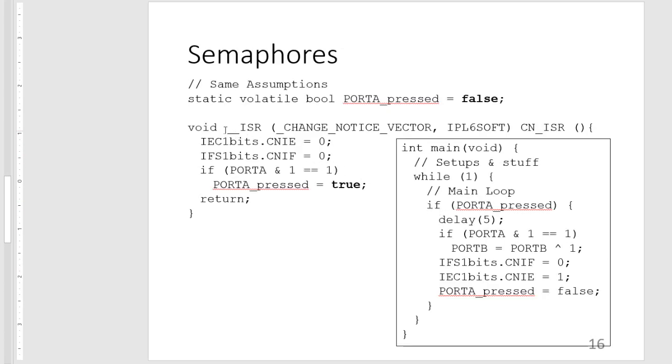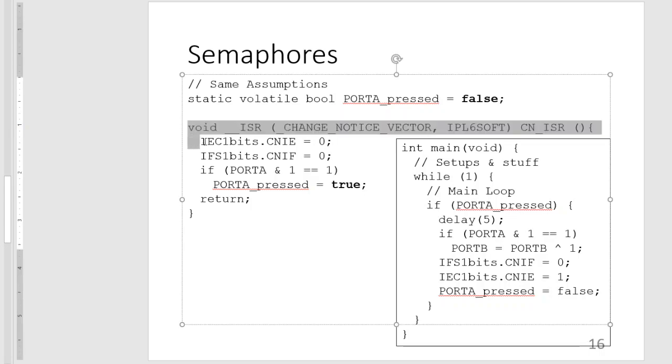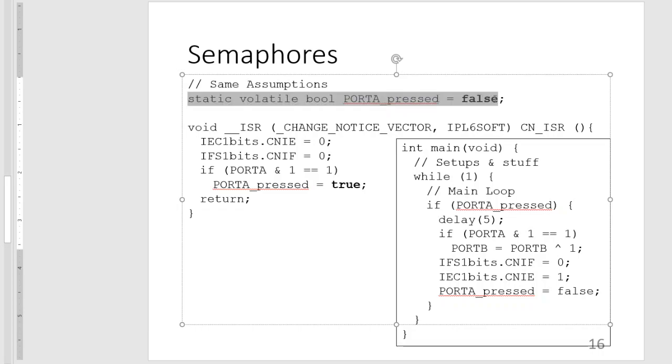Our interrupt service routine, our ISR, will just be this short. It's just disabling the interrupt, clearing the flag, and then checking for the positive edge in the change notice. If it is a positive edge, we set our semaphore, port A pressed, to true, which is initially false here. So we declare this as a global static volatile Boolean variable over here.